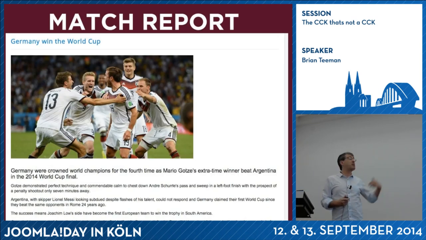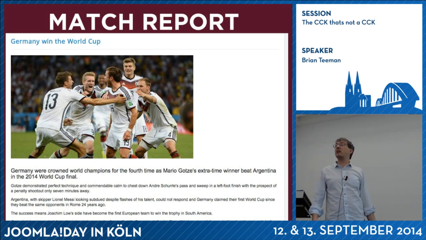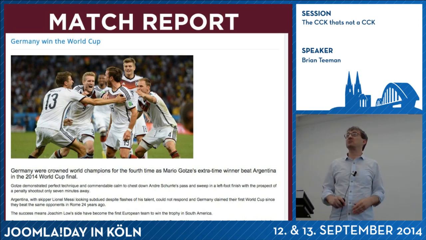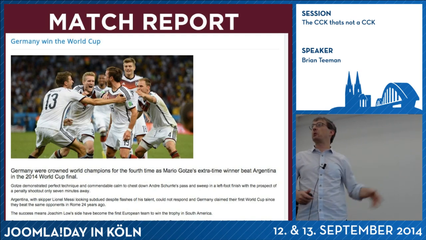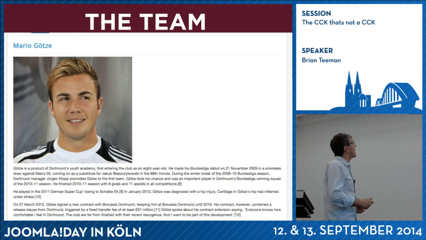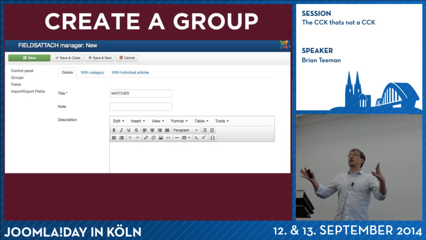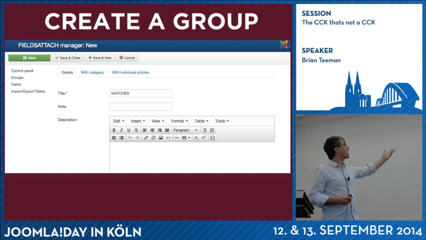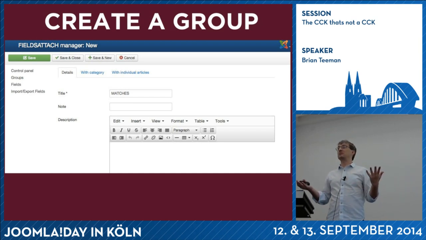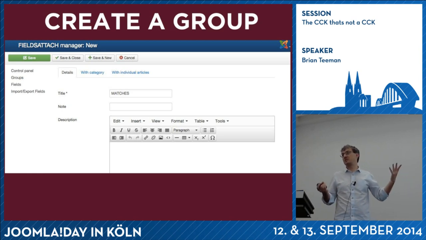And I might also have a third type of content on this website, which are just regular articles. Doesn't need anything else. I'm quite happy with content, just text and a picture. It's fine. So how do I do this? Well, Fields Attach is plugins for content. That's really all it is. It's a collection of plugins with a component to set it up. So you'll use the component once, probably, when you're building your site.